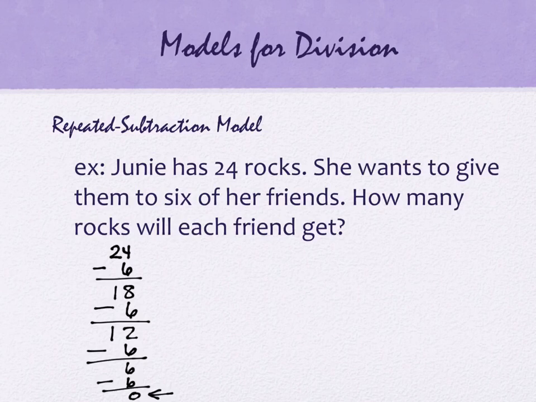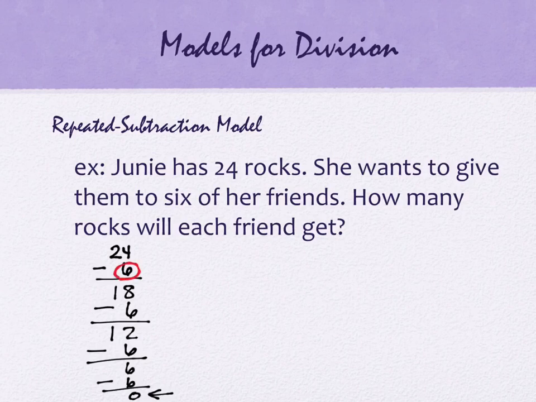Junie maybe has something left over, but they can't all split them up. That's a possibility. All right, so the question is, how many rocks did they each get? Well, what we do is we go back and we count how many times we went through the cycle of going through each of our friends. We did it 1 time, 2 times, 3 times, 4 times.